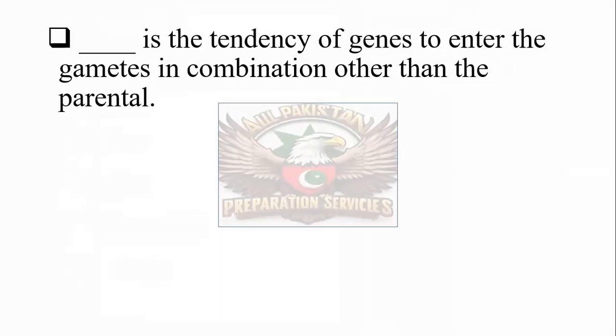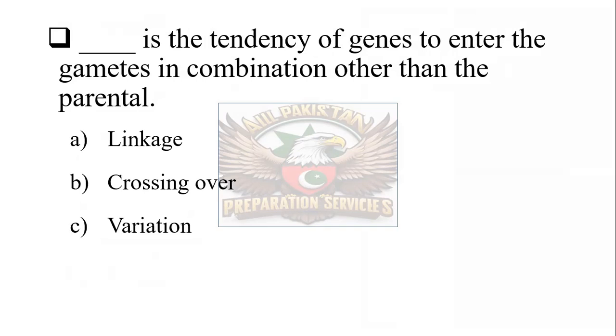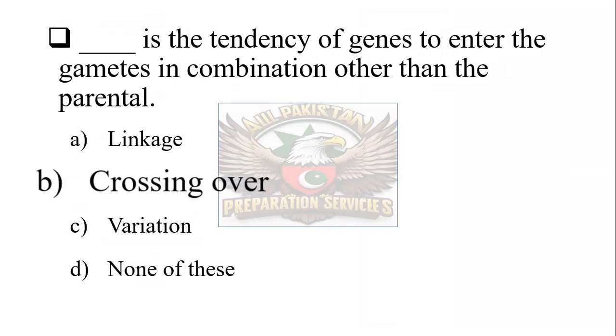In the next question, dash is the tendency of genes to enter the gametes in combinations other than the parental: linkage, crossing over, variation, or none of these. The correct one is crossing over. Crossing over is the tendency of genes to enter the gametes in combinations other than the parental.